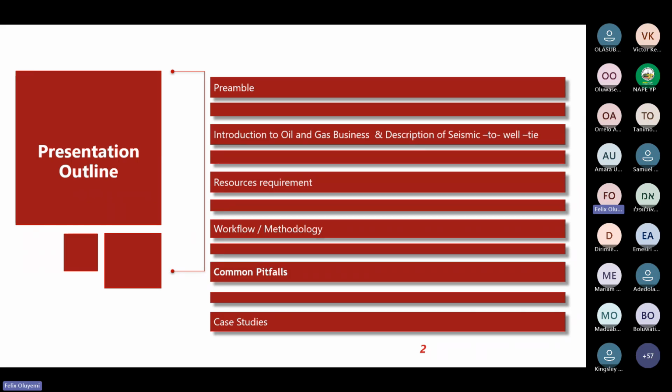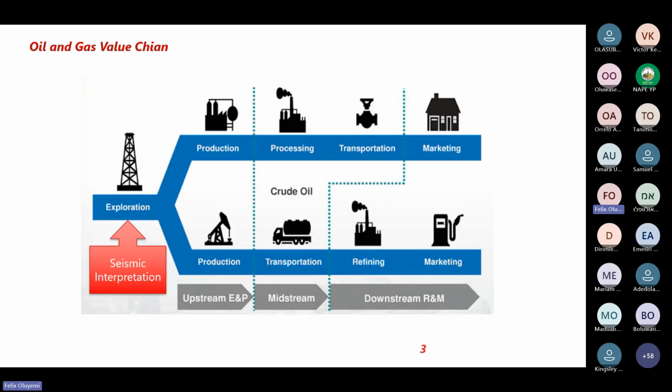So we'll be looking at the presentation: we have the preamble, the introduction to the oil and gas business, and description of seismic-to-well tie, resource requirements, then workflow and methodology, common pitfalls and case studies. Then our guy said we need to do a quiz. So that is the Who Wants to Be a Millionaire section. We'll have it after the end of this class.